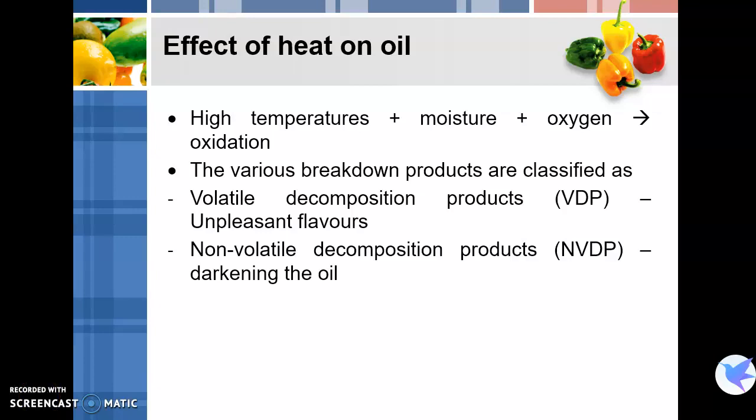During the frying process, the high temperatures of oil, the moisture from the food, and the oxygen from the surrounding will cause oxidation and produce two types of byproducts. They are volatile decomposition products, VDP, which cause unpleasant flavors or smoke, and non-volatile decomposition products, NVDP, which cause the darkening of the oil.